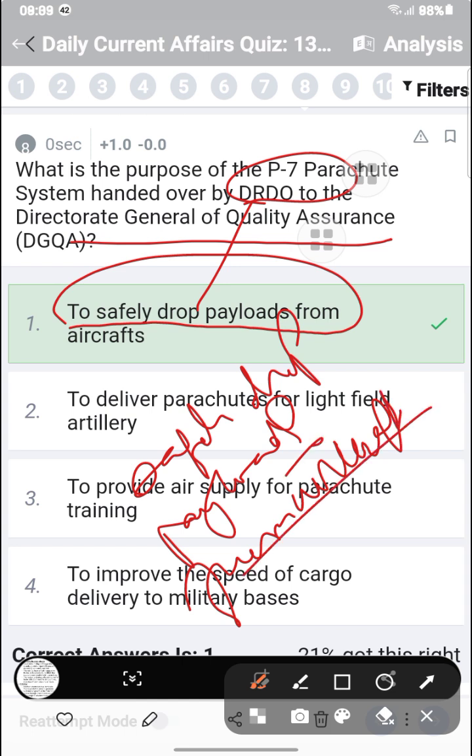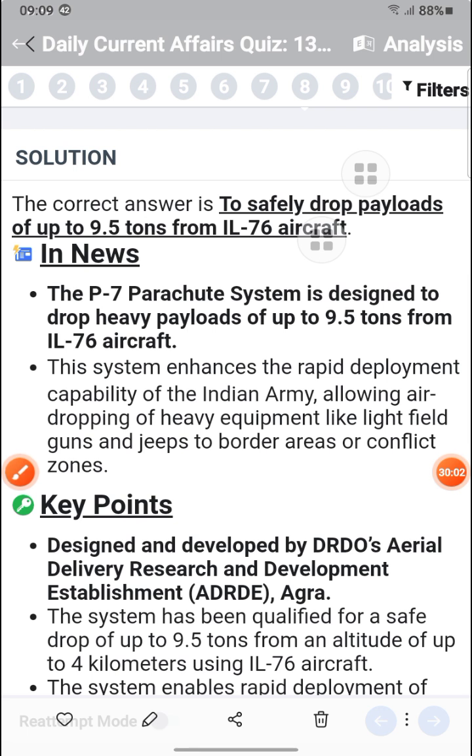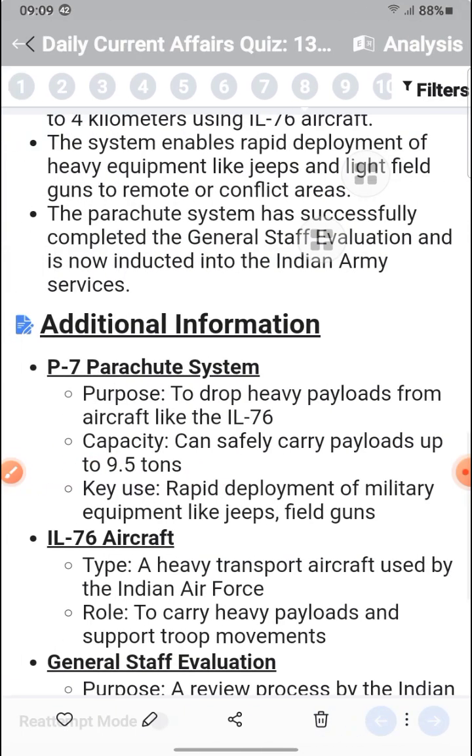Safely drop the payload from the aircraft, and that was the P7 parachute system designed for the payloads, designed and developed by DRDO Aerial Delivery Research and Development Establishment, Agra. It can safely drop payloads of 9.5 tons from the aircraft. So that was the P7 parachute system to drop heavy payloads.